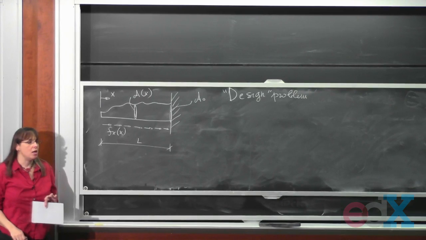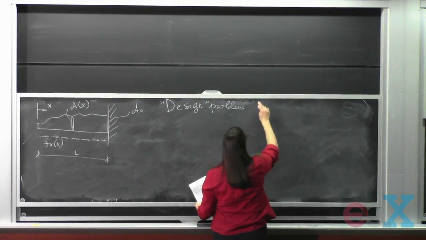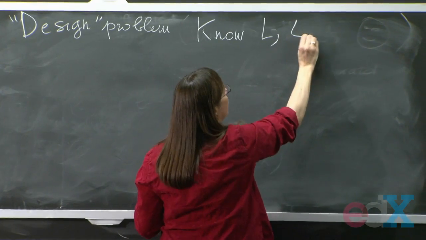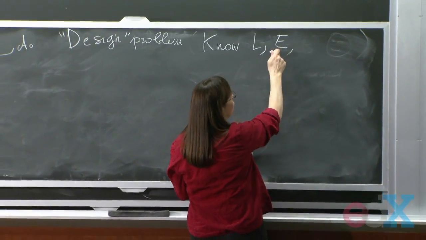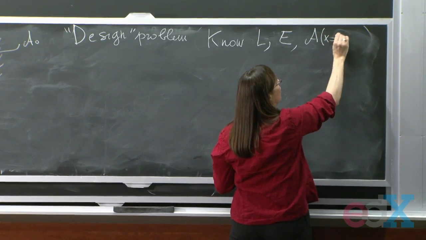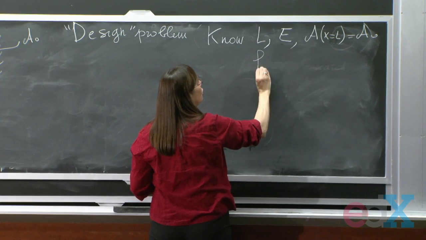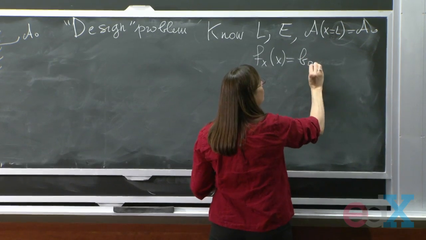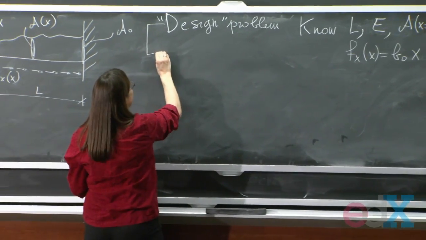Let's put x going that way. Okay? And let's see what I know. I know the length of the bar, and I know that it's made of one material, so I'm not going to mess up with that. One material, E, I know the modulus. I know the area at x equal L. Let's call it A0. And I know the load distribution, Fx of x is equal to B0 times x.